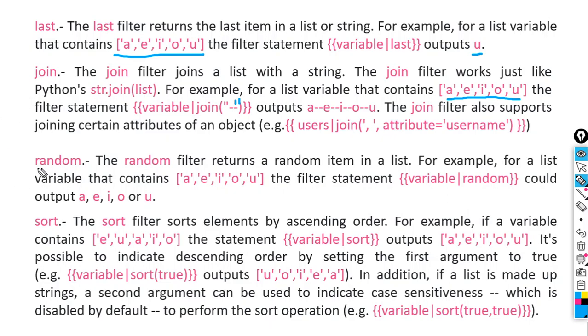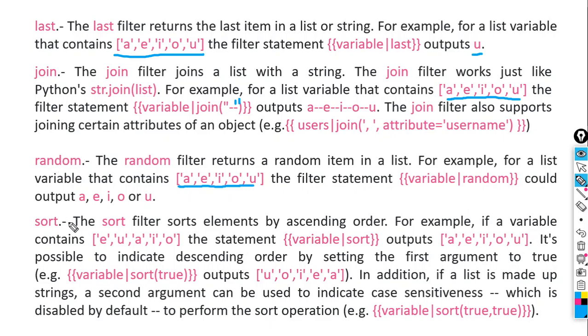Next, random filter. Random filter means what? It picks up a random value from the given input. So suppose the input is A, E, I, O, U, and you have given the random filter for this variable. So it displays any value from this one, either A, E, I, O or U, any single value from the given inputted values. So this is the random filter.